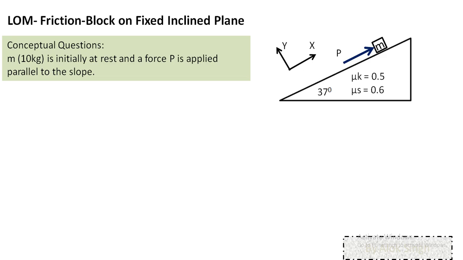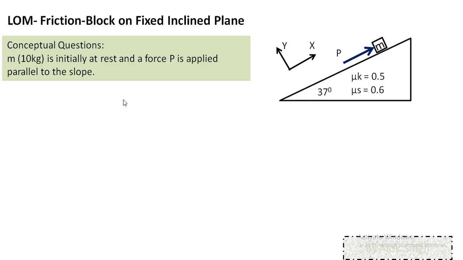Now, we make a small change here. In this particular question, in addition to gravitational force, there is an external force acting, and the direction in which the external force is acting is along the slope, parallel to the slope. So, let us look at what the question is. The mass of the block is 10 kg, initially at rest, and force P is applied parallel to the slope.